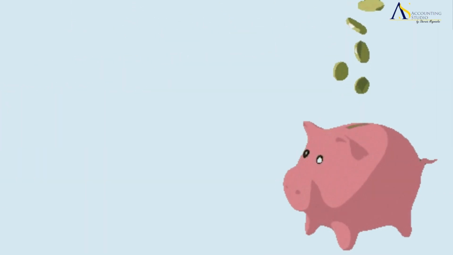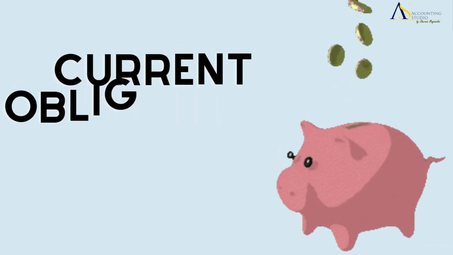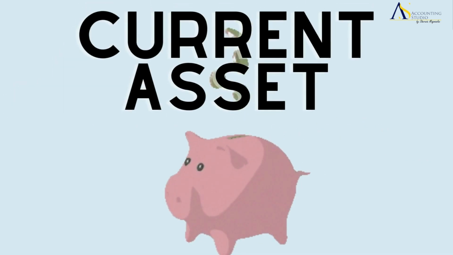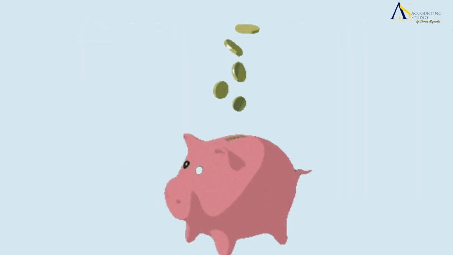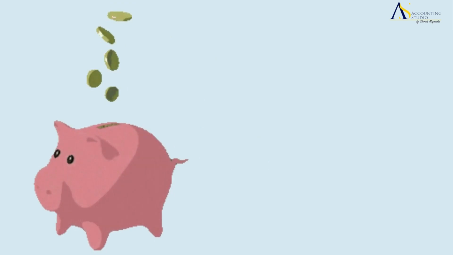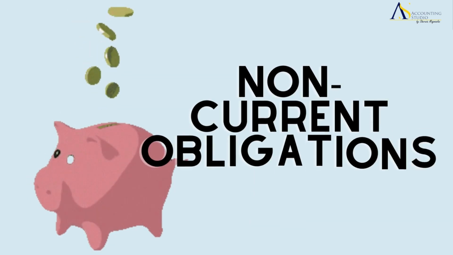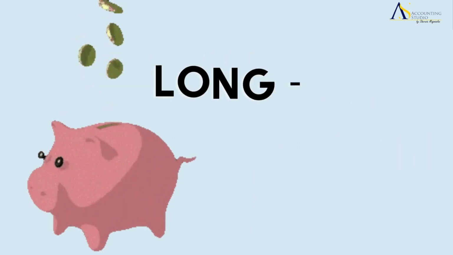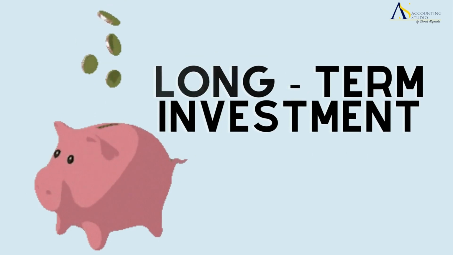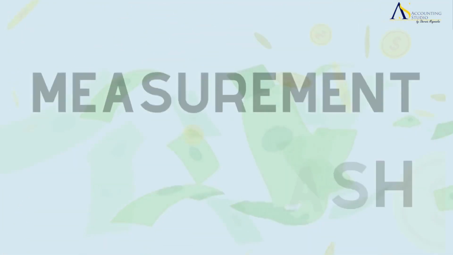Thus, if the cash fund is set aside for use in current operations or for the payment of current obligation, it is a current asset. Hence, it is included as part of cash and cash equivalents. On the other hand, if the cash fund is set aside for a noncurrent purpose or payment of a noncurrent obligation, it is shown as long-term investment. Now that you know what cash is and its composition, let us now proceed with the measurement of cash.